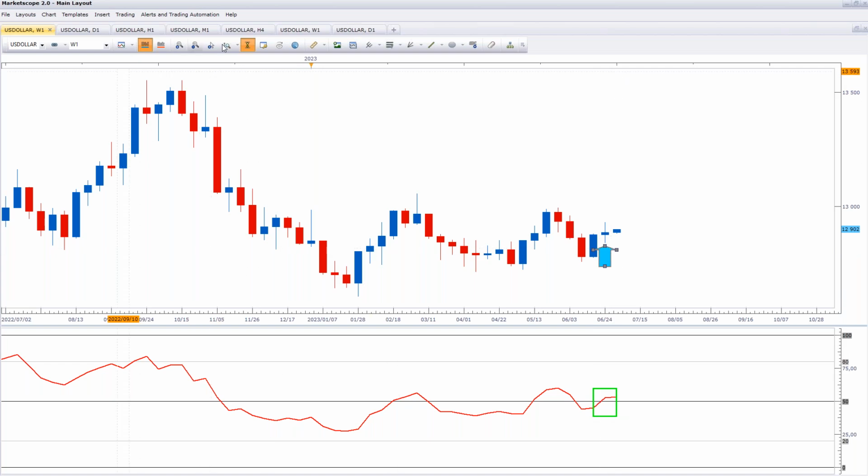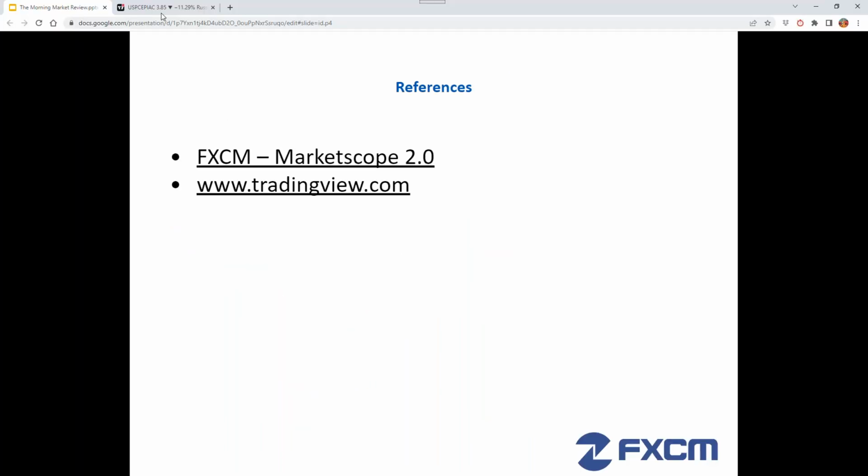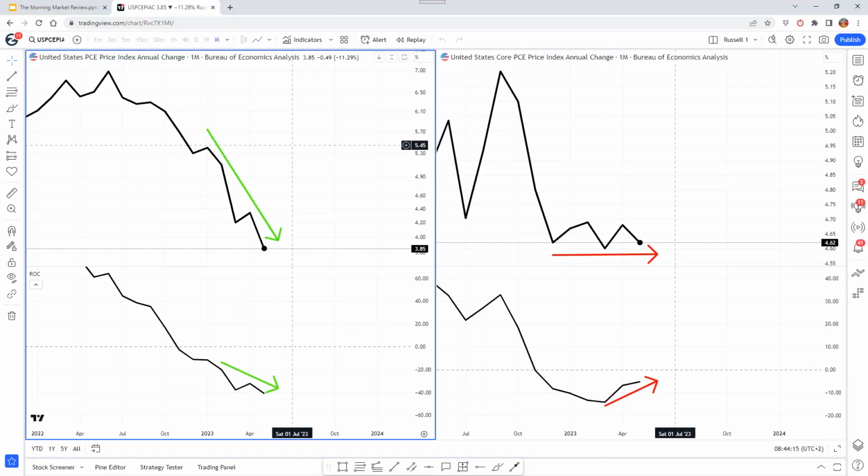Let's just take a look at this on the daily scale. And here you can see Friday's movement, this big movement down. It may be overdone. I want to just take you through the inflation numbers that came out on Friday. And for that, we're going to go through to Trading View.